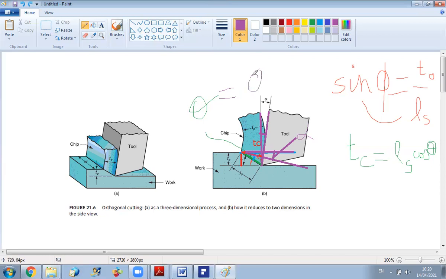If the figure is not clear, I can repeat. Is it clear for you how we got theta equal to phi minus alpha?